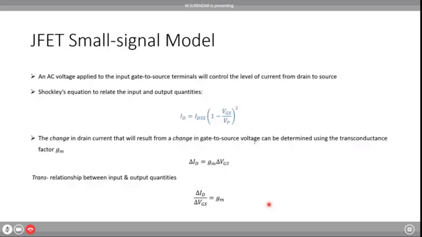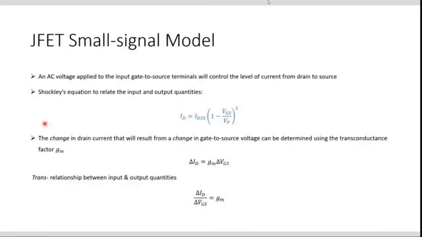When a small AC voltage is applied to the input gate to source terminal, that will actually control the current that is flowing from the drain to source. That is actually given by the drain current IDSS. That is Shockley's equation. This equation will keep on following you, so just remember this equation. You can answer a lot of questions with this one equation.